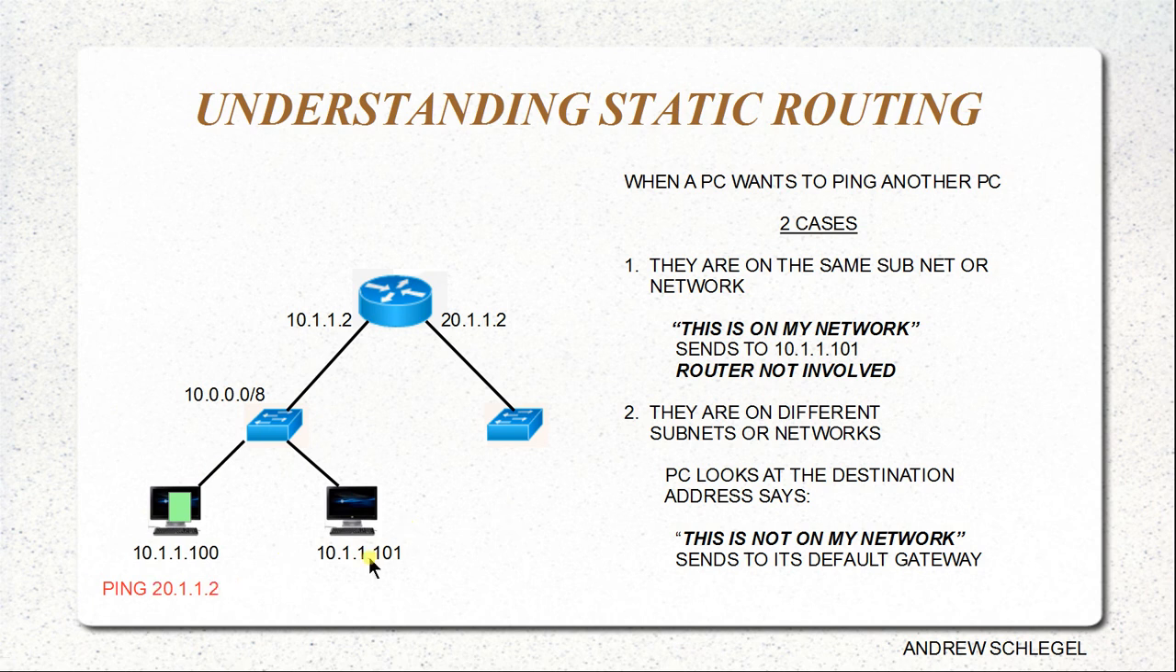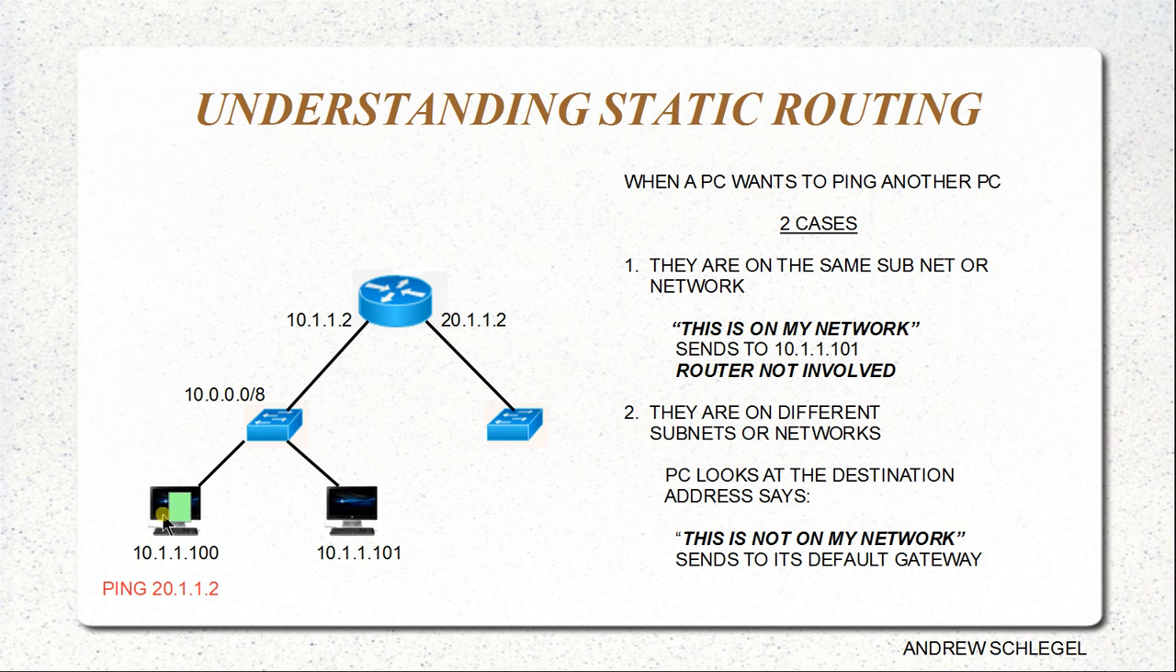Now let's say that I'm on this computer and I'm in the command line, and I say, all right, let's ping the 20.1.1.2 interface of this router. Can I ping the interface of a router? Sure, we do it all the time for testing, troubleshooting, whatever. Okay, so the first thing this computer does is say, I'm on the 10 network and you want to ping the 20 network. Is that the same? No.